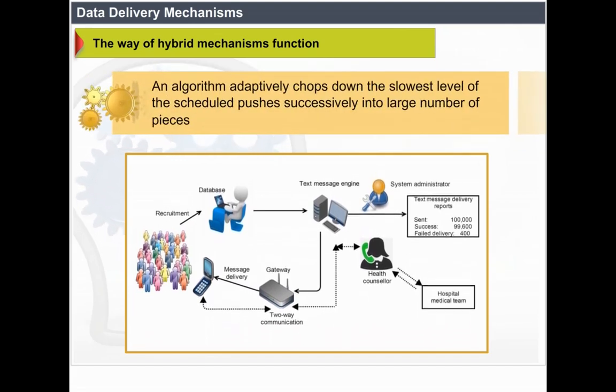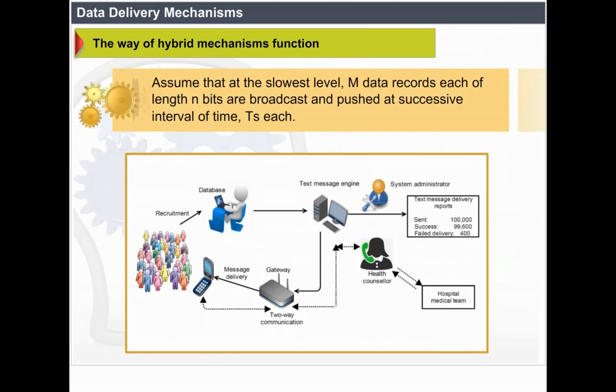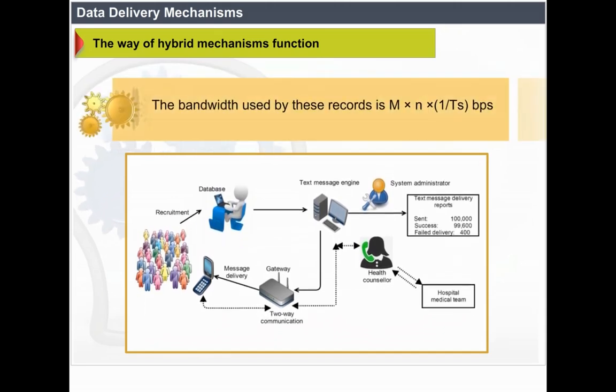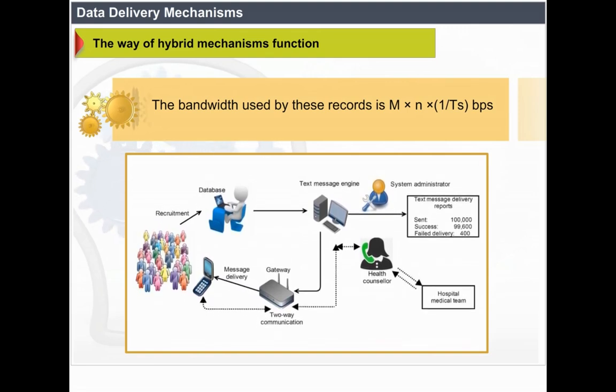An algorithm adaptively chops the slowest level of the scheduled pushes successively into a large number of pieces. Assume that at the slowest level, m data records each of length n bits are broadcast and pushed at successive intervals of time ts each. The bandwidth used by these records is m × n × 1/ts bps.